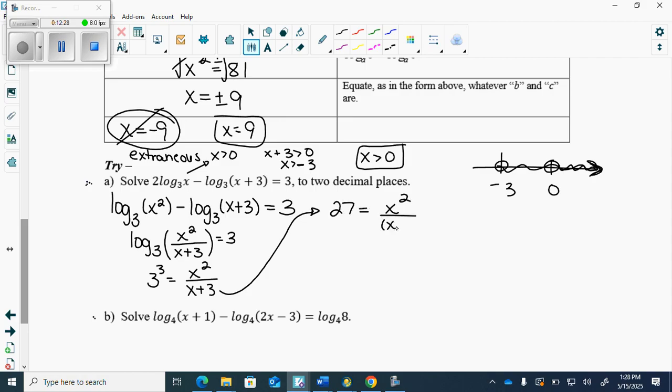Then what do we do? What can we do next? Multiply by this x minus 3.